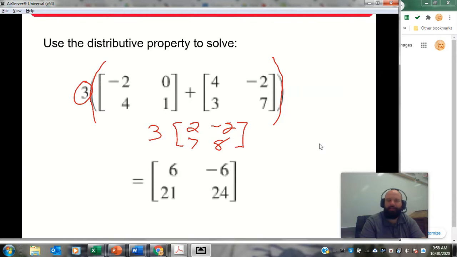Now we're going to distribute that scalar, and that scalar actually distributes to every single number inside that 2 by 2 matrix. So this 3 is going to multiply the 2, it's going to multiply the 7, it's going to multiply the 8, it's going to multiply the -2 like that. So all of those things are going to get multiplied by 3. And you can see when I do that, I end up with 6, -6, 21, 28.